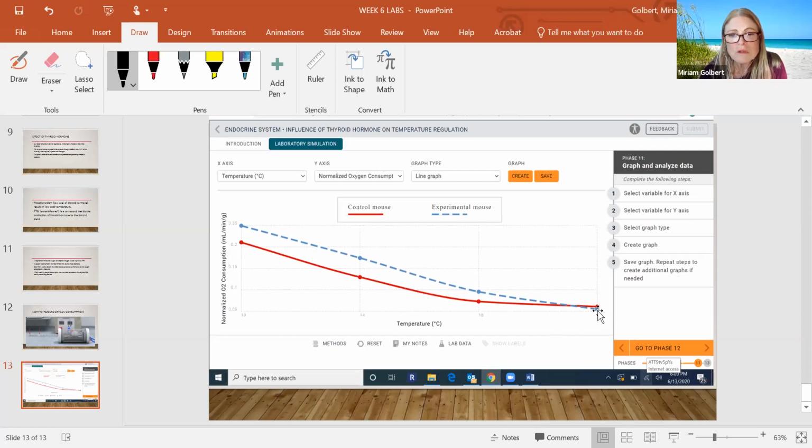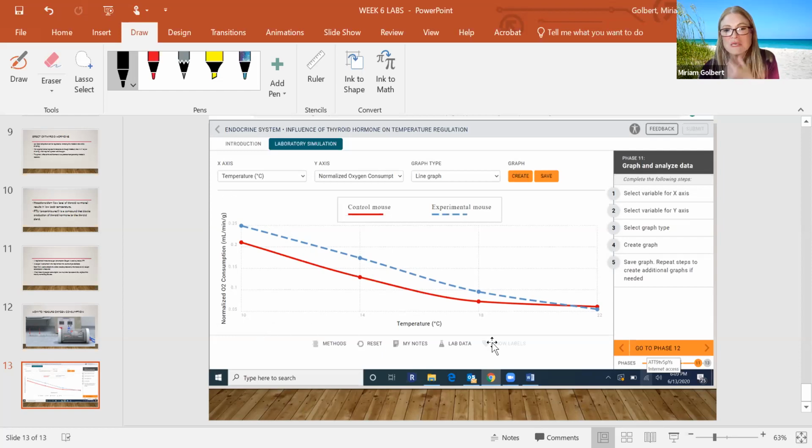So the control mouse, or the normal one, as we decrease the temperature, the oxygen increases, but not as much as the experimental one. If you notice, the experimental one starts fairly close to the normal, but because it doesn't have thyroid hormone to keep that oxygen consumption fairly stable to keep the body temperature, the experimental one starts getting cold and it will start to shiver a lot faster than the control mouse, at a lower temperature, and also it's going to consume more oxygen.